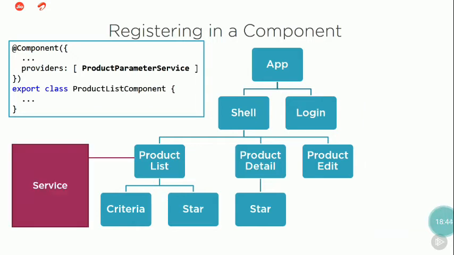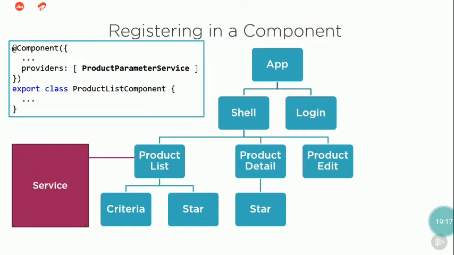If we move the registration into the product list component, it is available to it and each of its children, but not the other product components, and it means that the service is retained only while the product list component is loaded. Registering our product parameter service in the product list component would seem to make sense, because only the product list component needs it. But if the user navigates to the product detail, the product list component is destroyed along with the service instance.